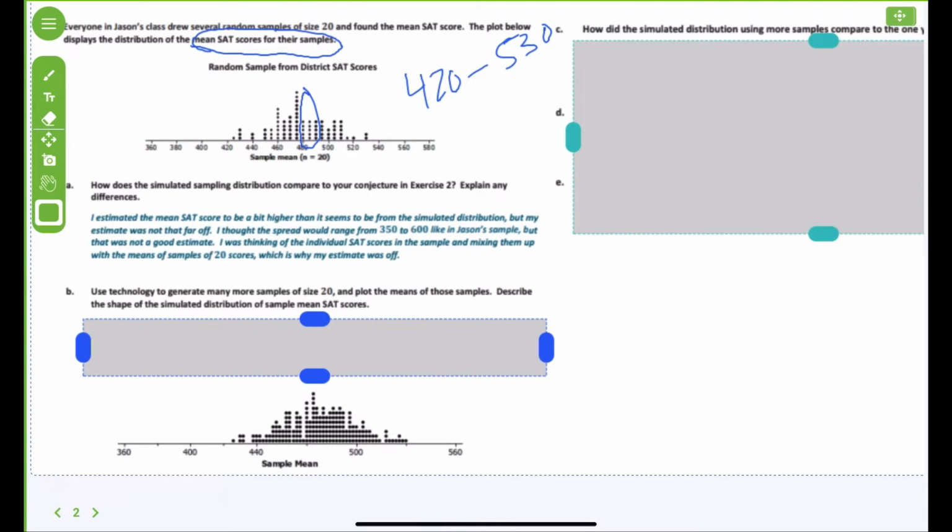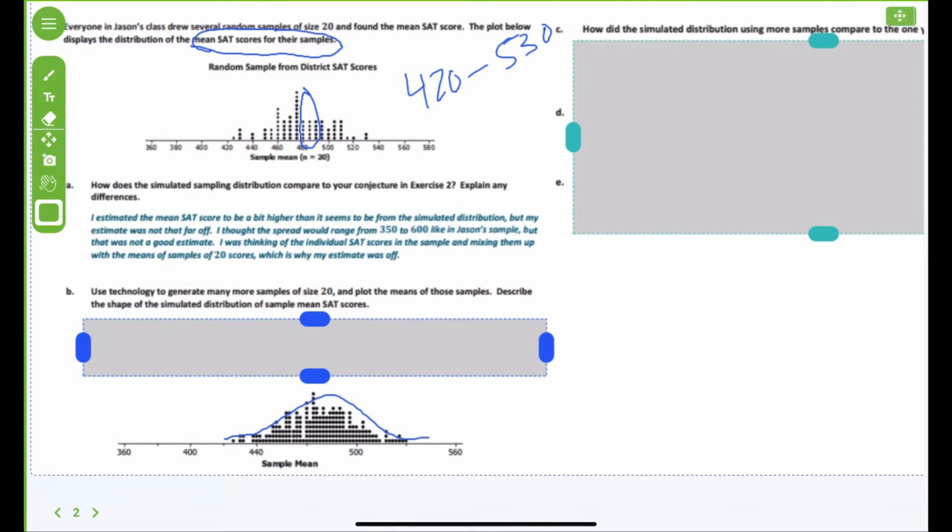B says use technology to generate more samples of size 20 and plot the means of those samples. Describe the shape of the simulated distribution of a sample mean. Okay. Let's act like we've done that. And there it is. How would we describe the shape? Well, definitely going to be normally distributed. Okay.